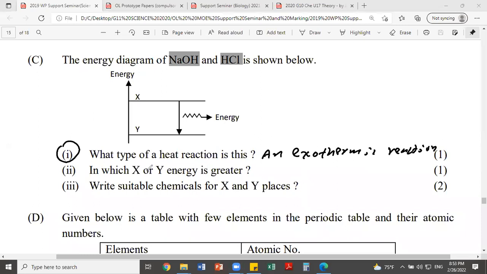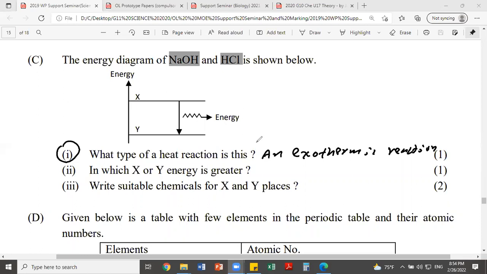Number 2. In which of X and Y is the energy greater? Out of X and Y, which one is greater? This is like common sense, general knowledge. Which one has the higher energy, X or Y? Any volunteers? In X. Yeah. In Y, energy is higher.